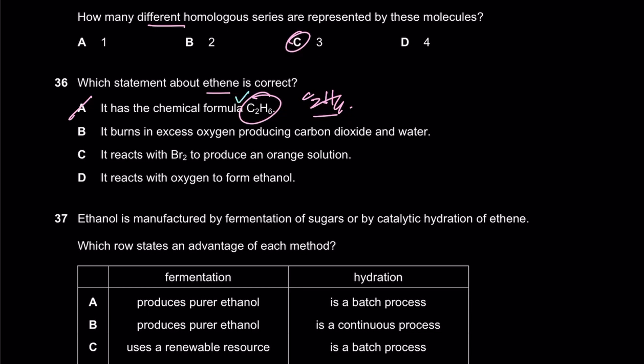It burns in excess oxygen to produce carbon dioxide and water and large amounts of energy. Yes, it does. That's called combustion, you dumb person. It reacts with bromine to produce an orange solution. No! An alkene is reacting with bromine to decolorize it. Bromine is orange. Br2 aqueous is orange.